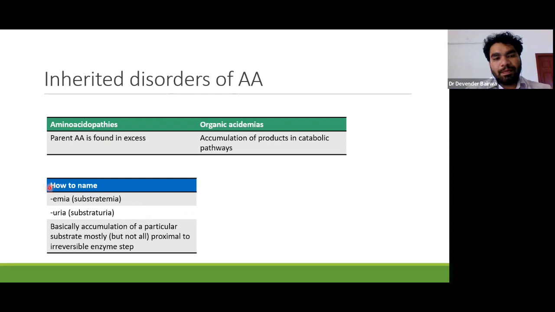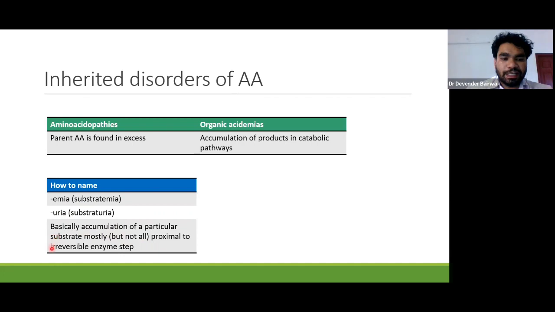Similarly, when these amino acids increase in the blood, that will lead to more excretion of these substances in urine, leading to urea. So, substrate urea. Suppose the substrate is high in the body, then it moves from the body into urine. Then you can call it substrate urea. So the basic defect is basically accumulation of a particular substrate, mostly, but not all.